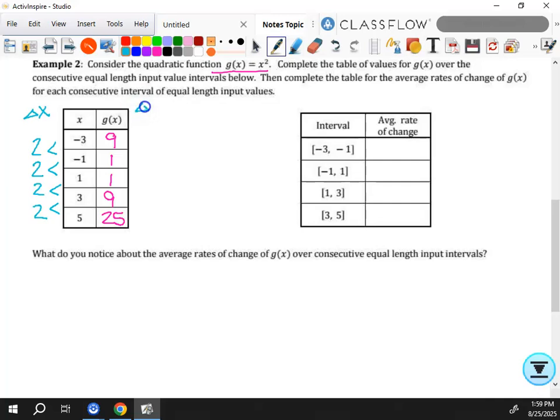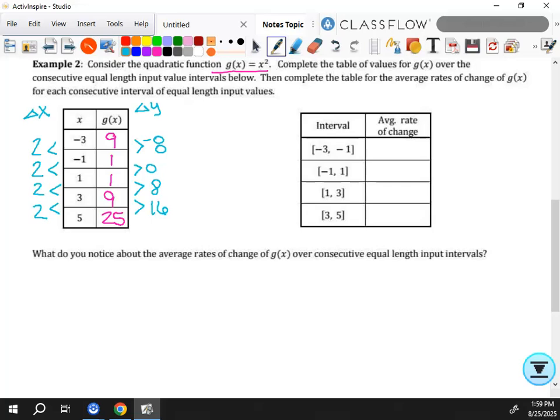So then we're going to do our change in y. 1 minus 9, -8. 1 minus 1, 0. 9 minus 1, 8. 25 minus 9, 16. Okay. Everybody good so far? Right, we got our deltas on there.